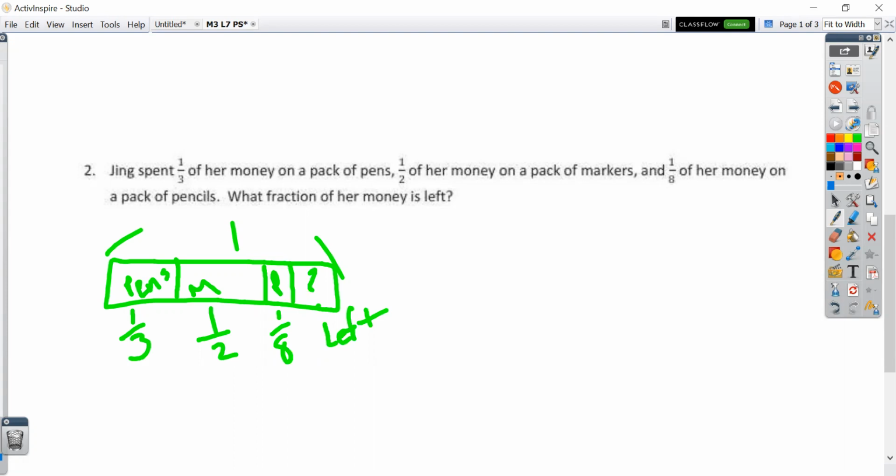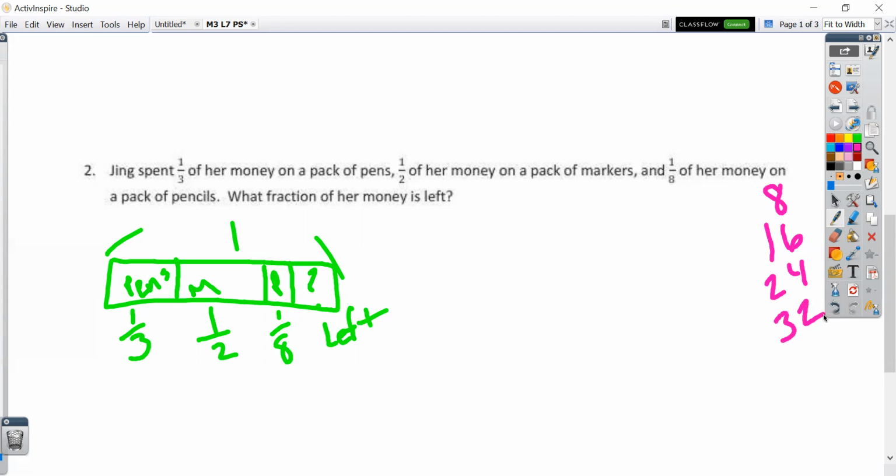Yeah, so we have to figure out a common unit for all of these. So first, let's find the largest denominator, or the smallest piece, which would be eighths. And let's just count over here by eighths: 8, 16, 24, and 32.